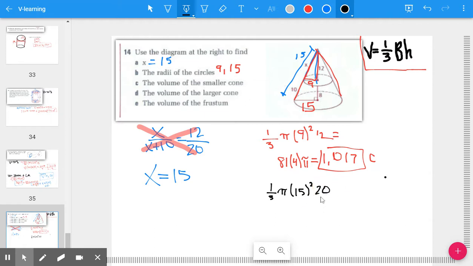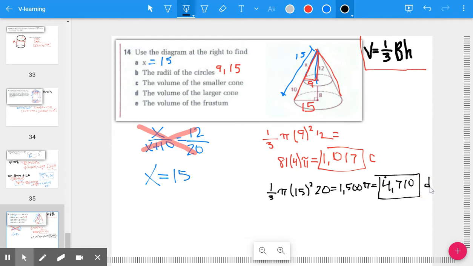Okay, we end up getting 1,500 pi when we multiply everything through. And then again, I'm going to multiply through by pi. So 1,500 times 3.14, it's going to be about 4,710. So this is my answer for D. This is the volume of the larger cone.